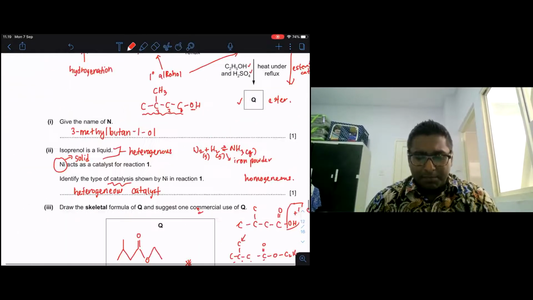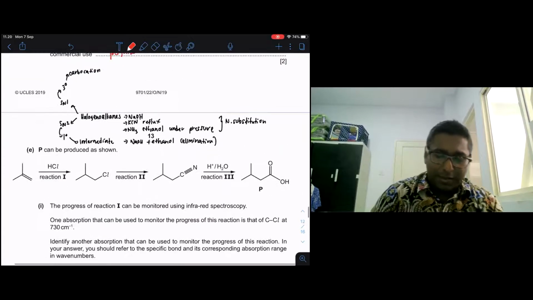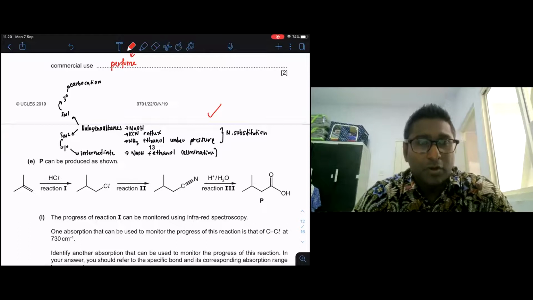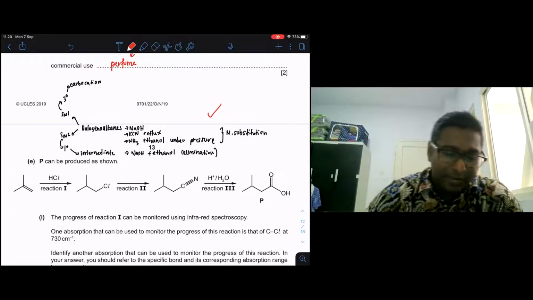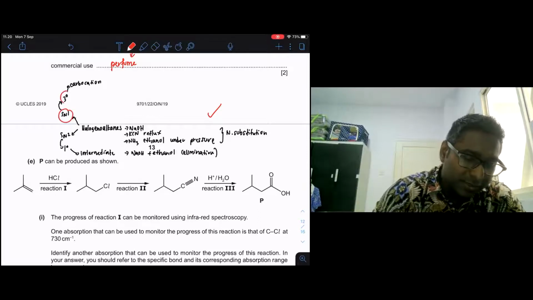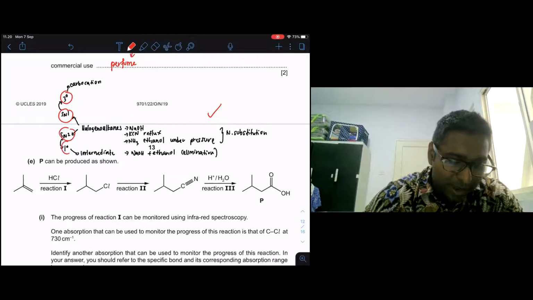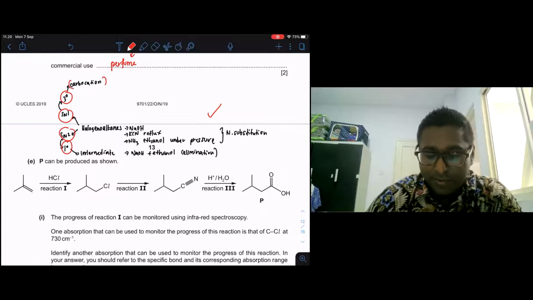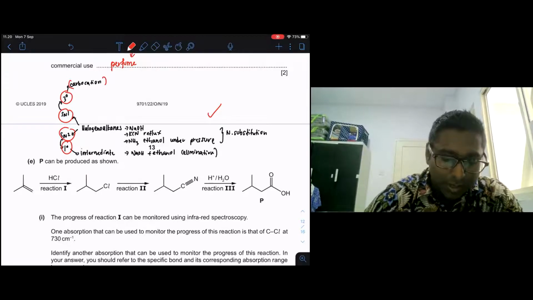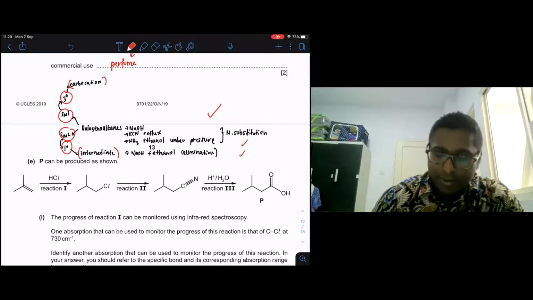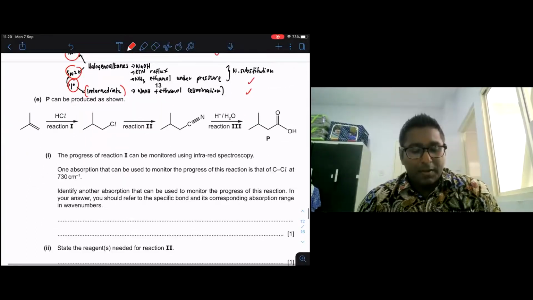I also wrote about SN1 and SN2 in a separate video, where SN1 is for tertiary halogenoalkanes and SN2 is more for primary halogenoalkanes. For tertiary, they will form a carbocation. If it is primary, then they will form an intermediate. The rest you please read.